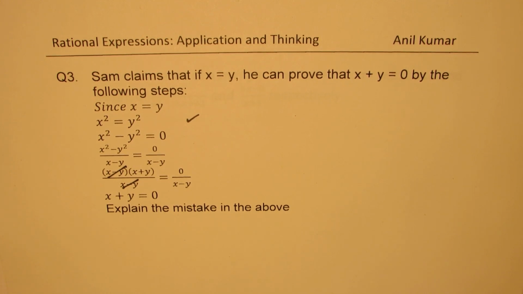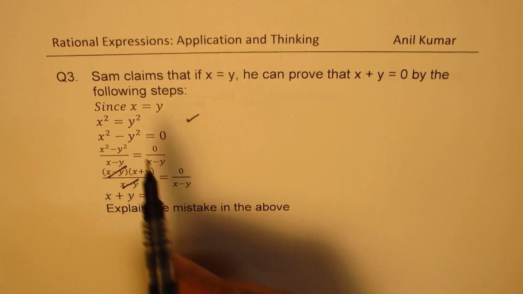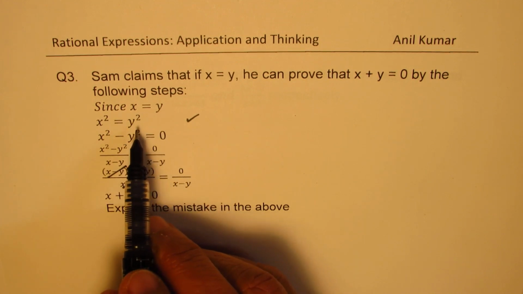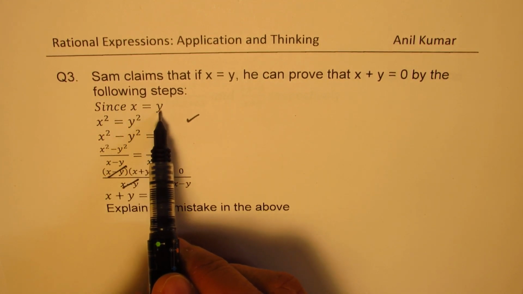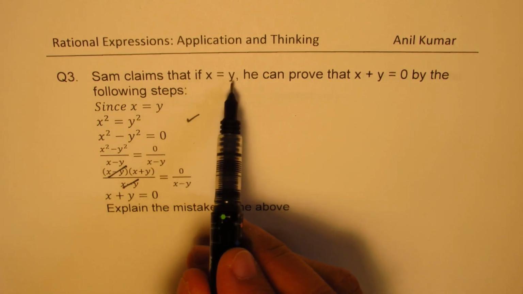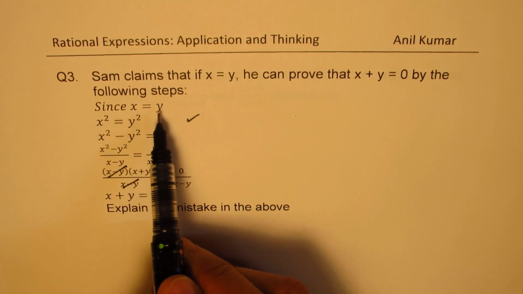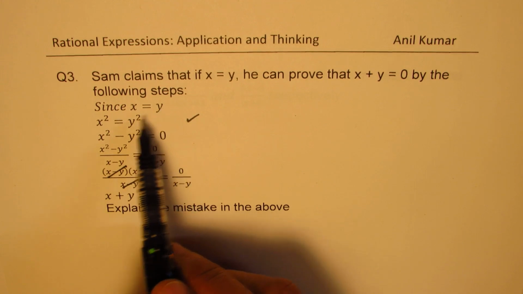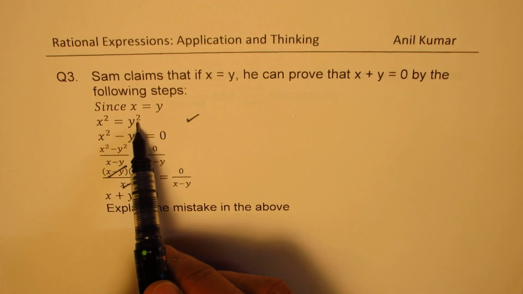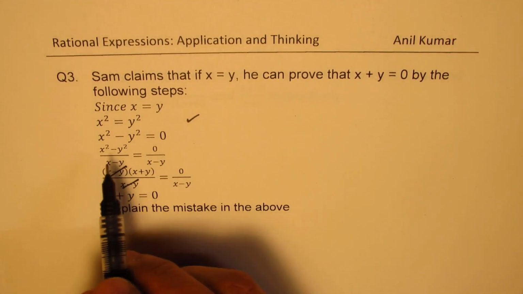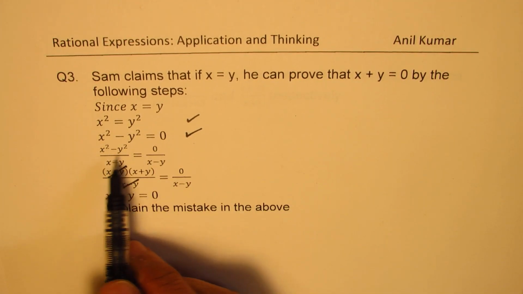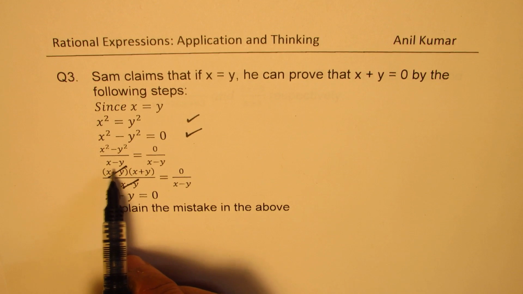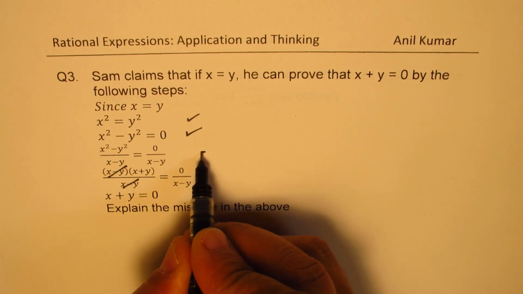Right, so let's begin with the very first statement, which is x equals y. Now, if x equals y, that means both are negative or both are positive. In that case, we can always square, right? So this step is okay. Now, this is also a correct step. You could always bring it to the left side. Well, that's fine. But here, we have a problem.